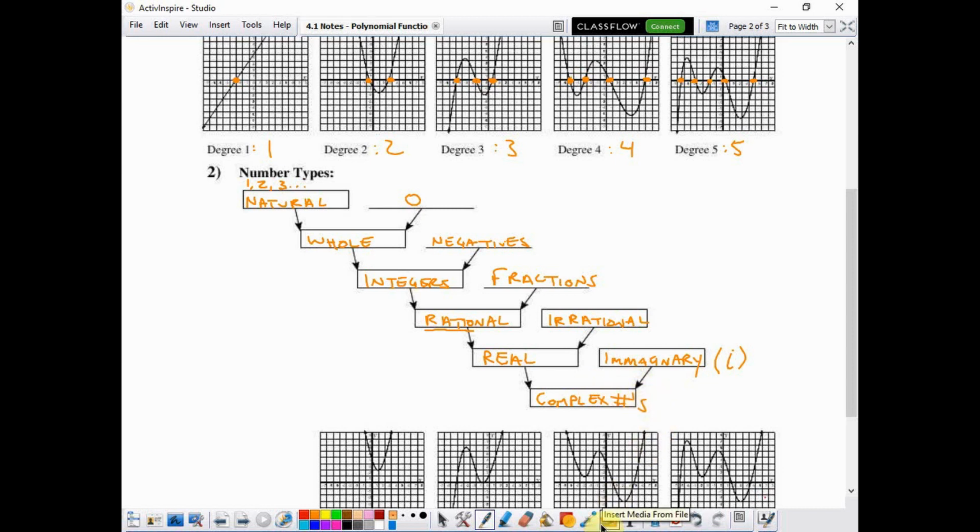Roots can be real. In this case, we've got 2 real roots. However, if this was shifted up so that the vertex just touched that x-axis, we would have 1 real root. But there would still be another one. With degree 2, that means there still is another root. Or if it's shifted up like this, we have no real roots because it doesn't cross the x-axis at all. So we would have 2 imaginary roots.